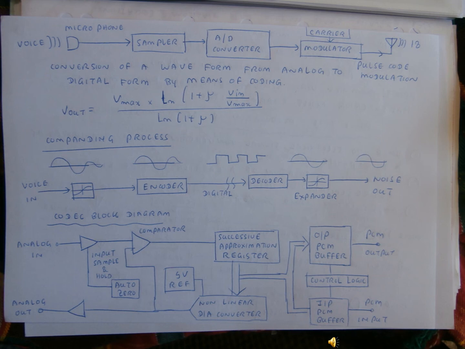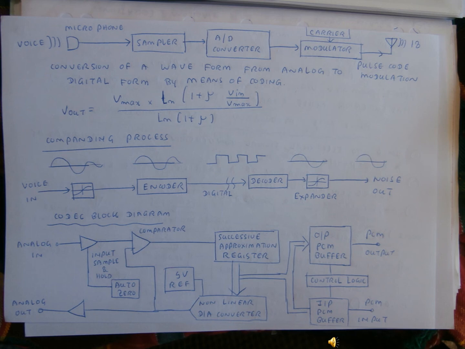So that will be the PCM modulated signal. It is the conversion of the waveform from analog to digital form by means of coding. You can see this kind of system in the diagram. We can write down the output waveform: V out equals V maximum multiplied by ln(1 plus mu Vn by V maximum), the whole divided by ln(1 plus mu). That's our equation. The next one is the combining process.